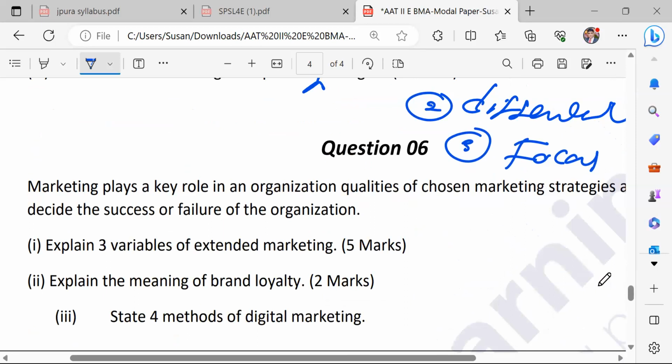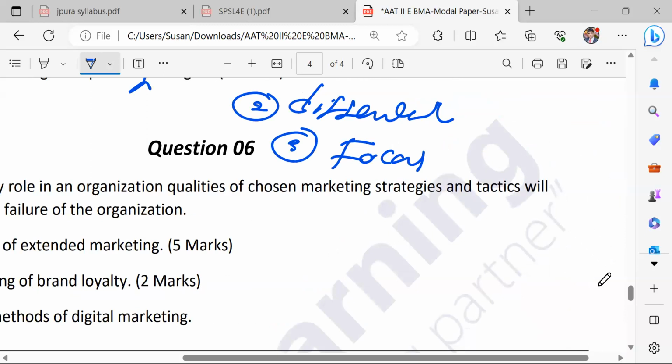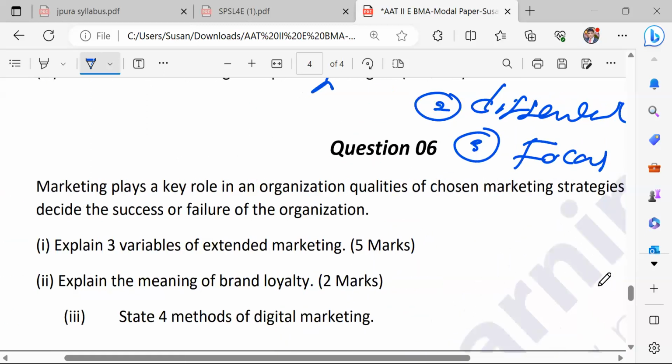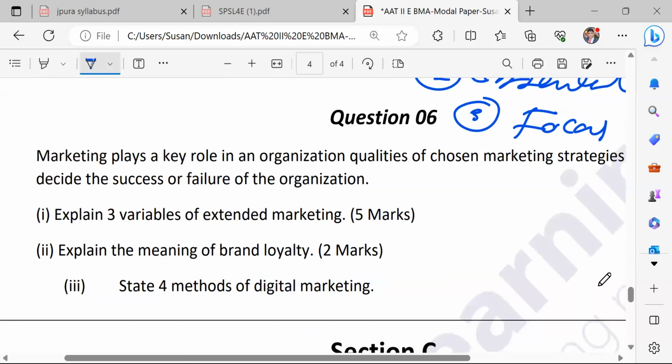Right. Question number 6. Marketing plays a key role in an organization. The quality of the chosen marketing strategies and tactics decides the success or failure of the organization, right? This marketing statement is given as the case. First one, explain 3 variables of the extended marketing mix. Right? Extended mix.